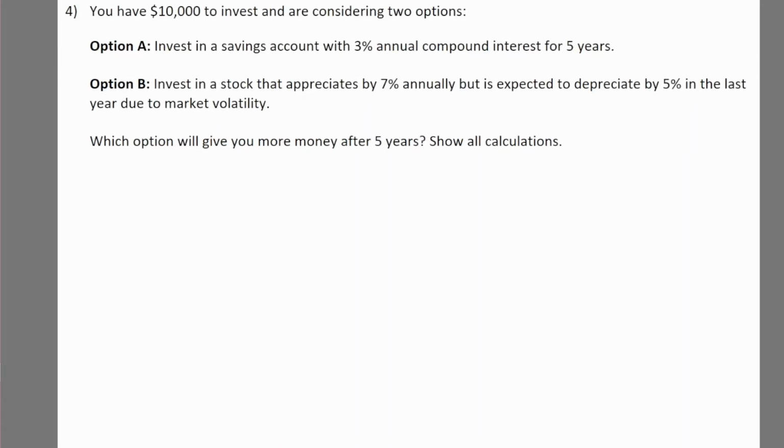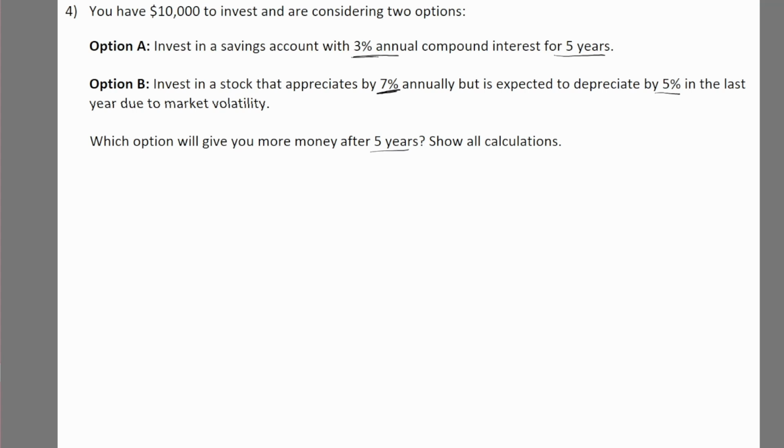All right, so such types of questions are fairly common, and you will deal with them a lot because you will be given two options to invest your money in, and you will be asked which is a better investment. So you have 10,000 to invest and are considering two options. Option A, you invest in a savings account with 3% annual compound interest for 5 years. Option B, you invest in a stock market that appreciates by 7% annually, but is expected to depreciate by 5% in the last year due to market volatility. Which option will give you more money after 5 years?